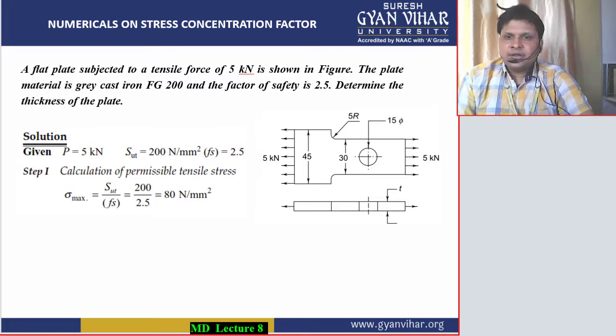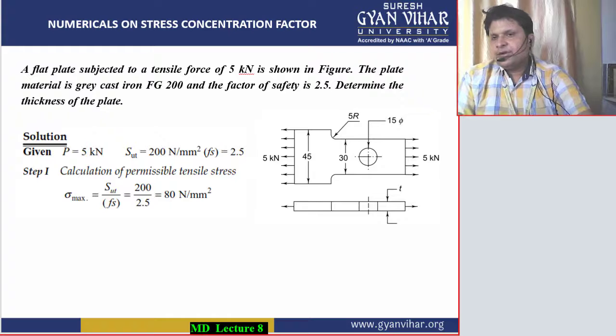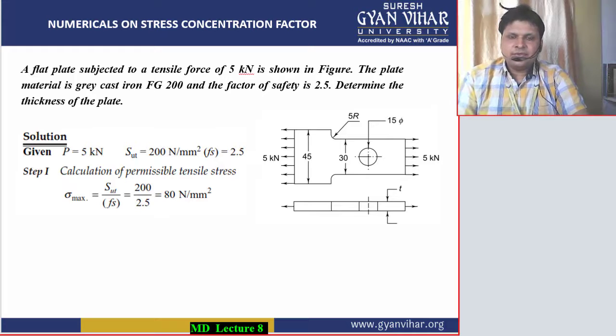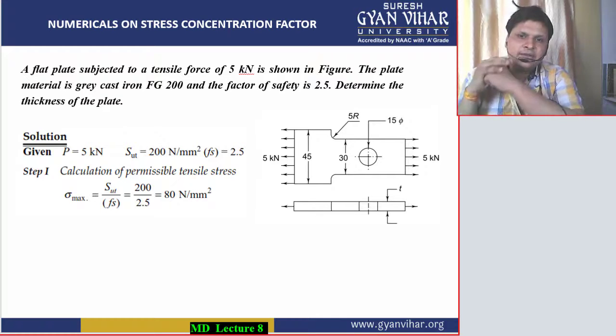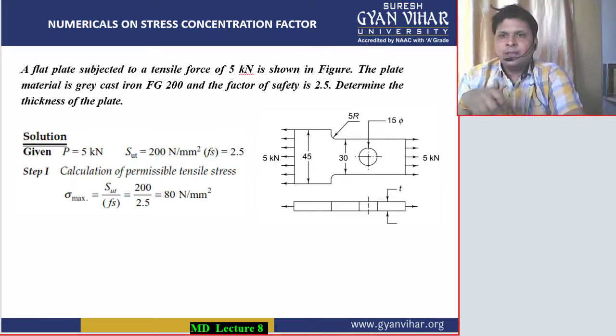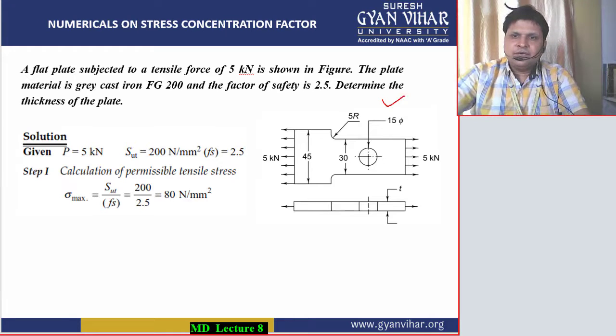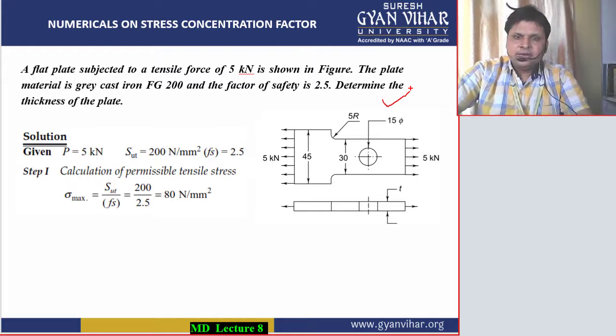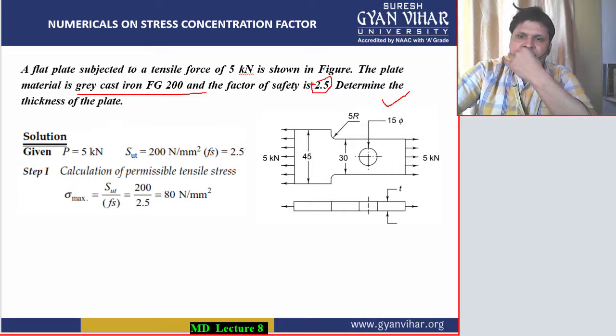This numerical is based on the designing of a machine component in which there is some change in cross section. So let's first read out this numerical. A flat plate subjected to a tensile force of 5 kilonewton is shown in the figure. As you can see, this is the figure, a flat plate with a tensile load of 5 kilonewton. The plate material is grey cast iron FG200. The factor of safety is 2.5. Determine the thickness of the plate.